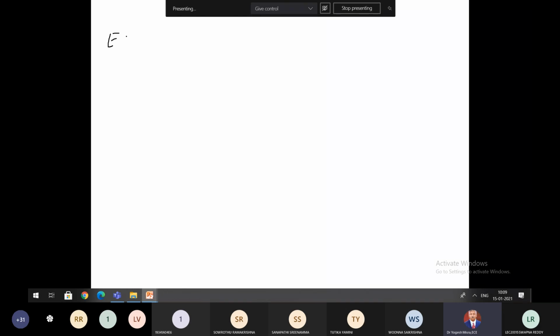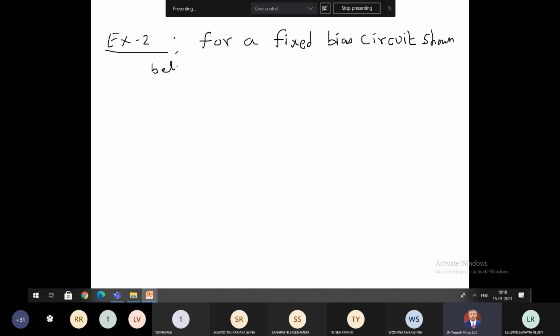Now we see one example. For a fixed biased circuit shown below, draw DC load line and find Q point. And circuit is this.